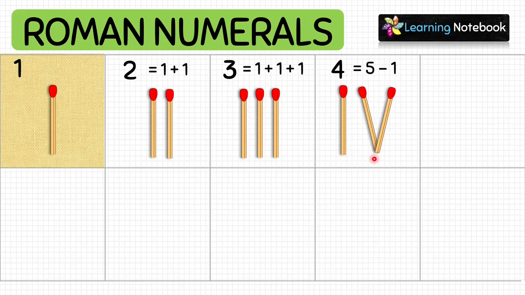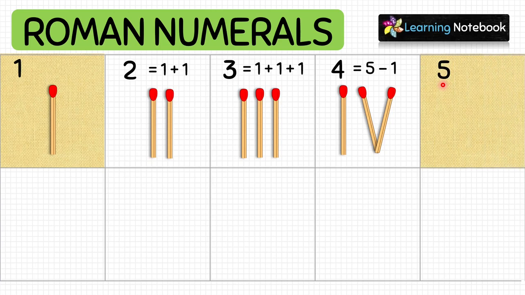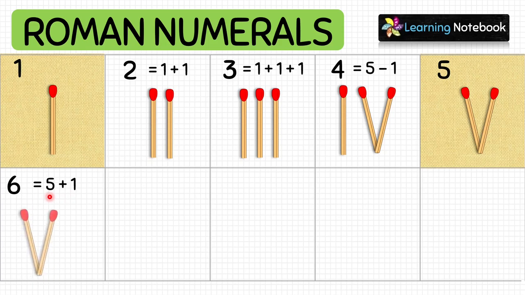Now next, we have to represent number 5. And we already have a Roman symbol for number 5, which is V. Okay, now let's move to number 6. 6 can be written as 5 plus 1. 5 is represented by V and 1 is represented by I. So we have pasted matchsticks accordingly here. So this is the Roman symbol for number 6.